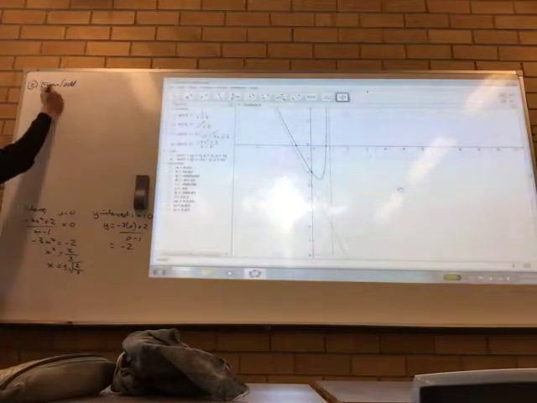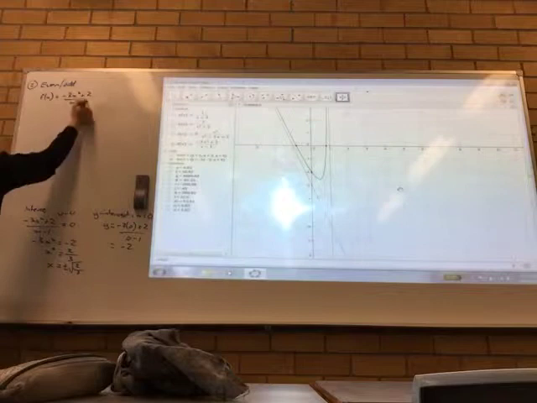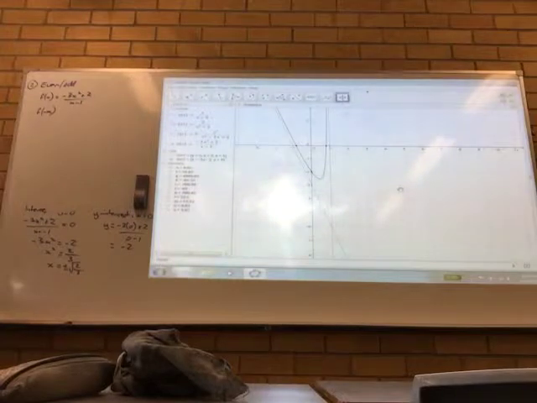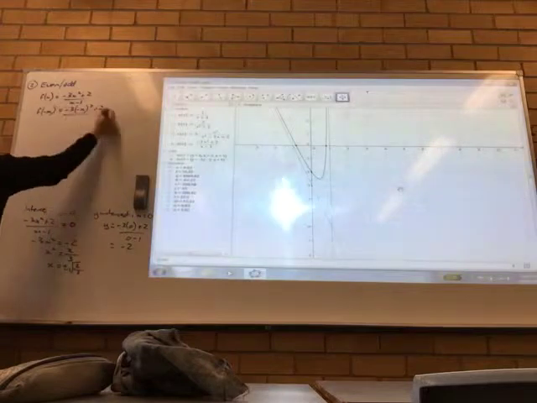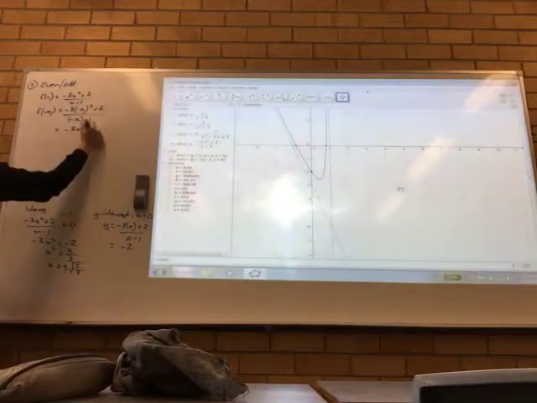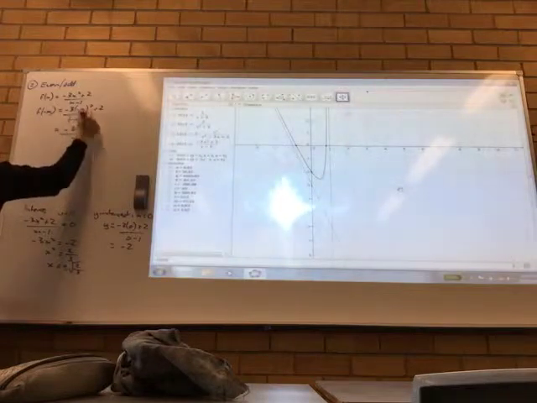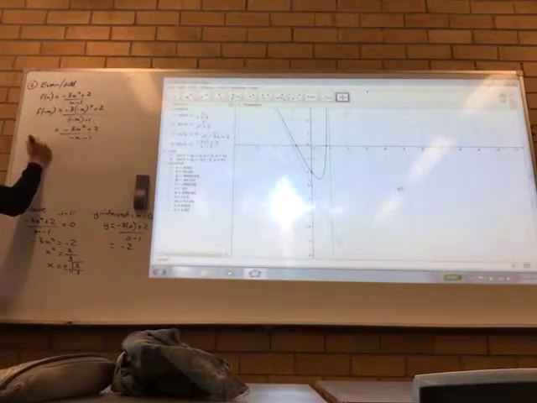Okay, so f of x is (-3x² + 2) over (x - 1). F of negative x is not the same as the original function. No. Okay, so it's not even. And now we need to do a negative f of x.